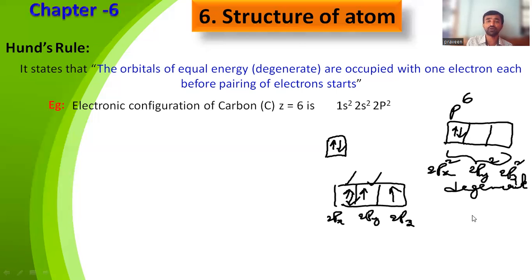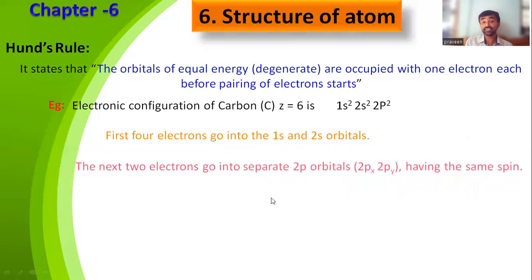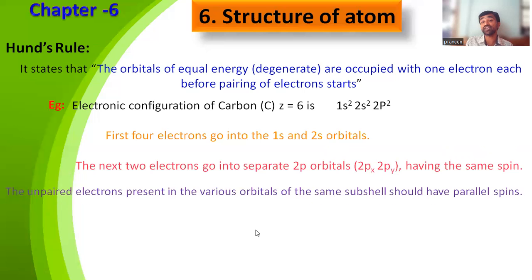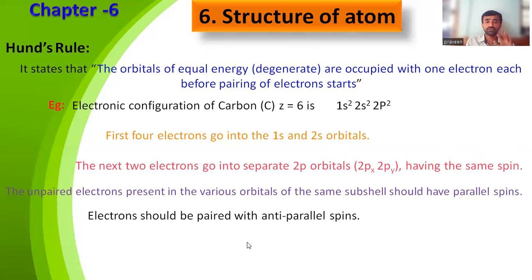Now look at Hund's principle. According to it, what can we write? The first 4 electrons go into 1s and 2s, no problem. Then the next 2 electrons must go to 2px and 2py, one each first, and only then into another. So 2pz next, after that 2px filled by the second electron. So unpaired electrons present in various orbitals of the same subshell should have parallel spins, that means upward or downward. What you give first, the next is also the same. Electrons that are paired should have anti-parallel spins. These are the main important points of Hund's rule.